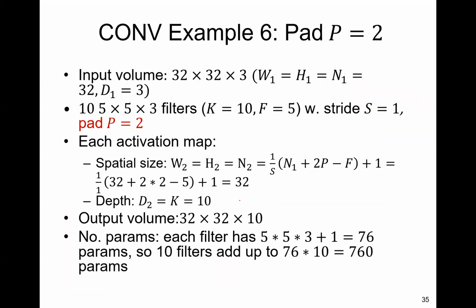This is just a slight change. If you set the padding to 2, then you can do the math and get the output as 32. It's common to have filter size 5 by 5 and padding size 2. Then you have same padding, and the output has the same spatial size as the input. The depth is different because it is determined by the number of filters. Number of parameters you can add up to 760.